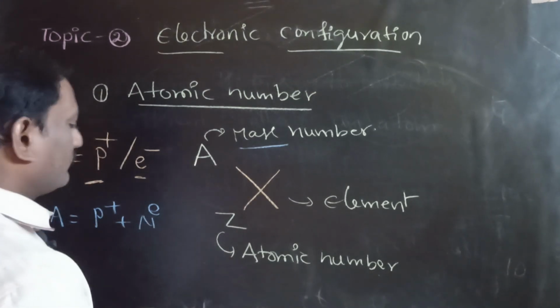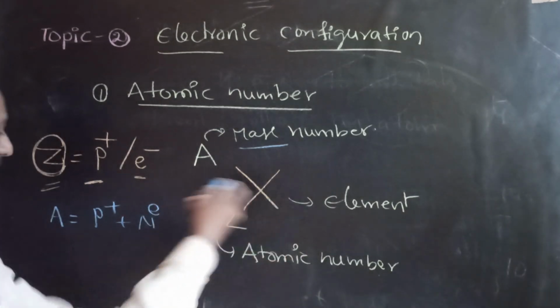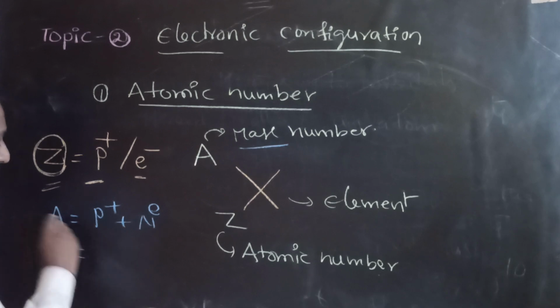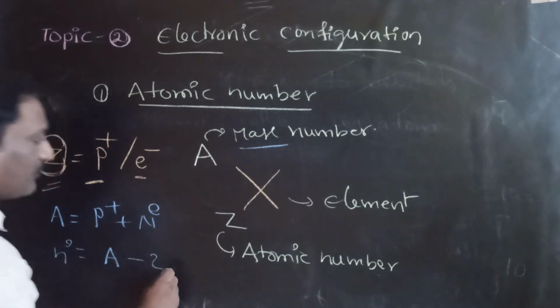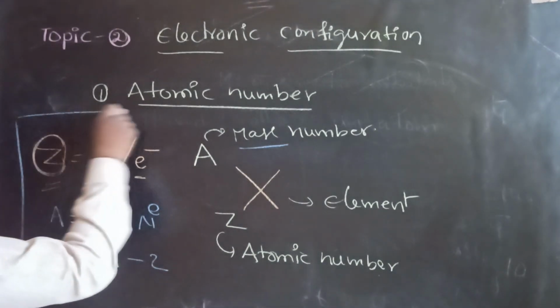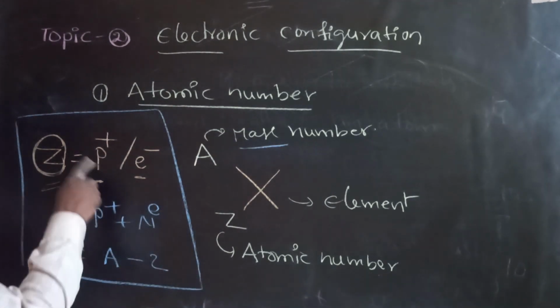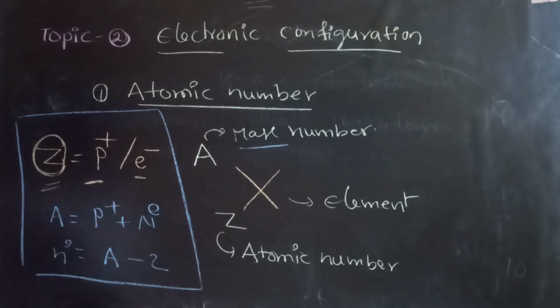For example, I will give later on. So listen to me. Next, from this one, number of neutrons equals A minus Z. Please remember all these formulas. Atomic number is represented with capital Z. It tells us the number of protons or number of electrons present in an atom.